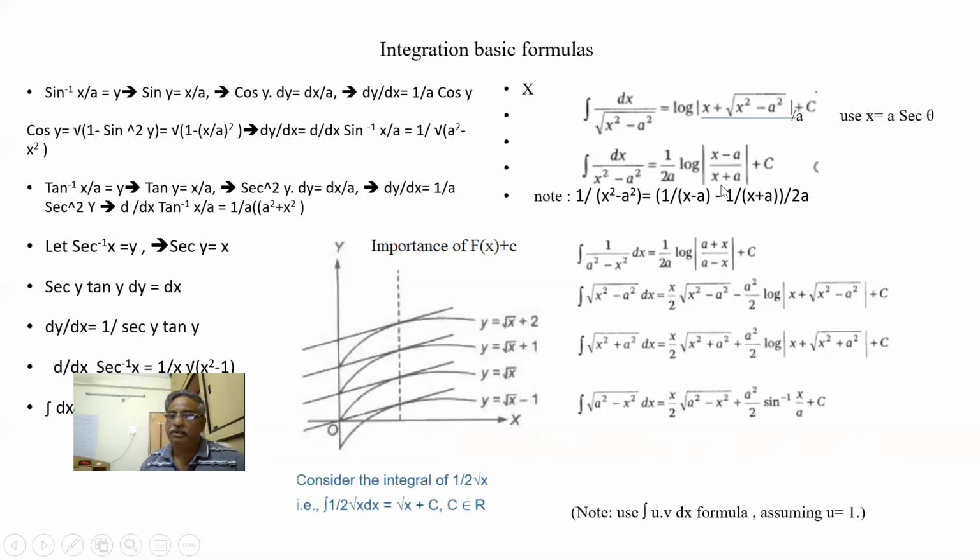Now this one, integration of dx by root of x square minus a square, is log of x plus square root of x square minus a square plus c. Here there are two ways of doing this. Use x is equal to a secant theta. Then dx is a secant theta tan theta d theta, and square root of a square secant square theta minus a square, with a coming out, is a into square root of secant square theta minus 1. Secant square minus 1 is tan square theta, so a tan theta. So dx by tan theta, the tan theta goes up, and it becomes cot theta.